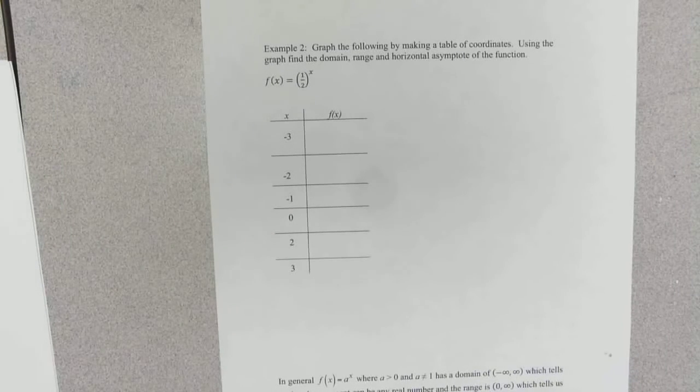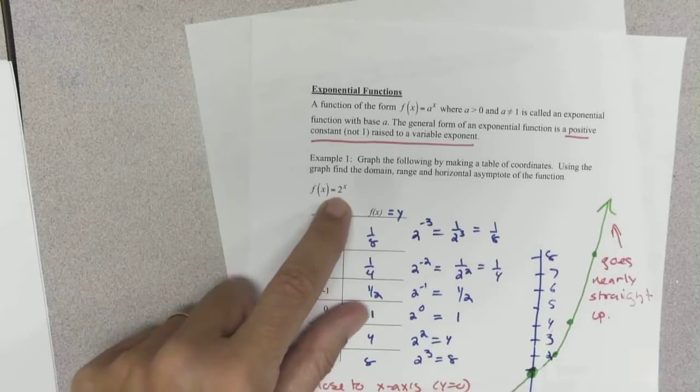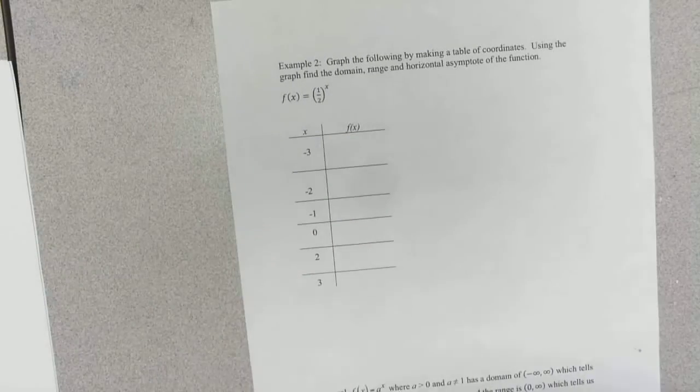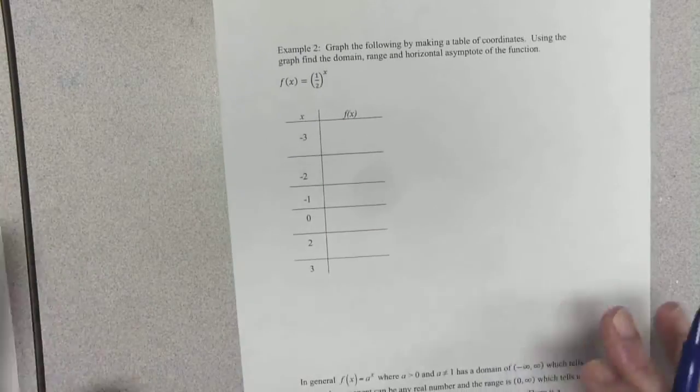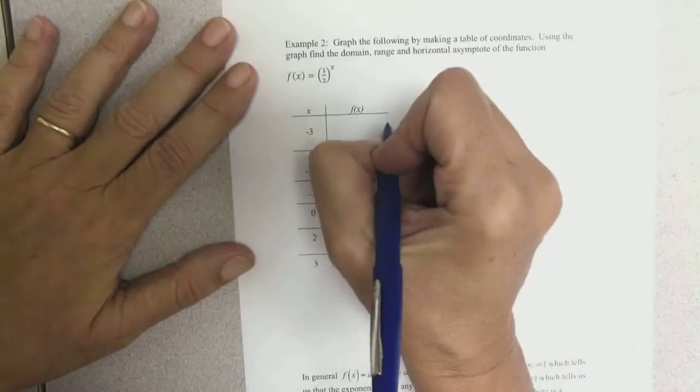Okay, next one. Similar question. We've just gone from 2 to the x. The previous one was 2 to the x. This time I'm graphing 1/2 to the x. But we're going to do the same basic thing. Do my table of values.